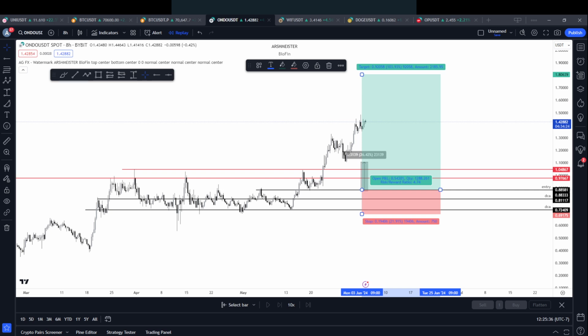Reading questions. XCM and Waves are shitcoins. There's a reason why they were delisted.